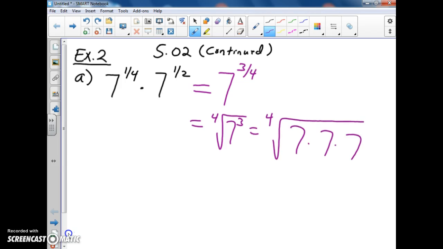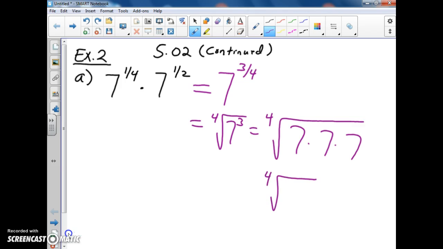Okay. All right. Now it goes to the next part. Can you break down the 7s? No, you cannot. 7 is prime. So then what do you have to do? Just multiply. Okay, so multiply 7 times 7 times 7. What do you get?